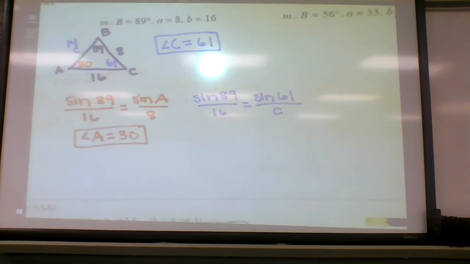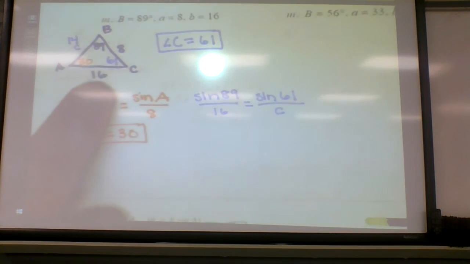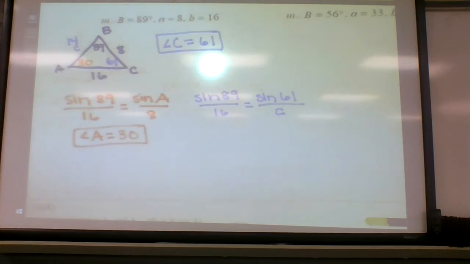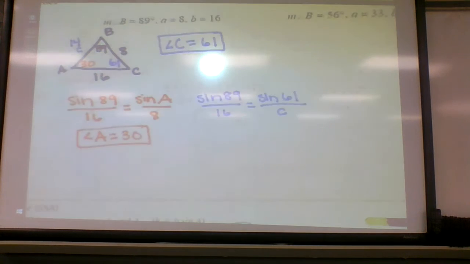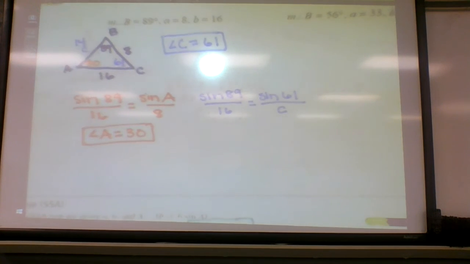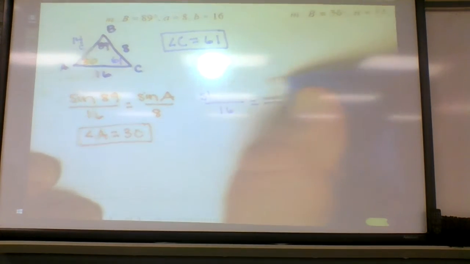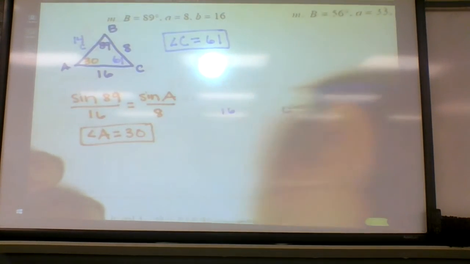So going back to your triangle, is your biggest side across from your biggest angle, your smallest side across from your smallest angle? Yes. And all the numbers worked, so we are good. There's just one possibility here. All right, any questions so far?